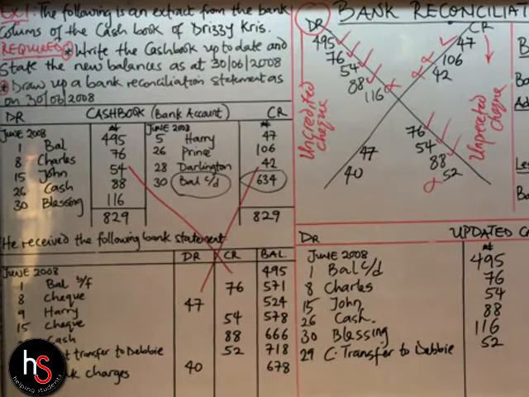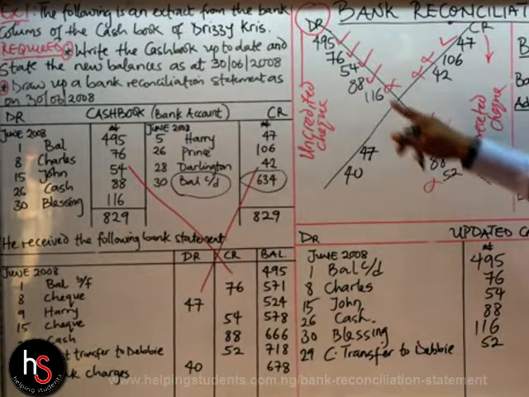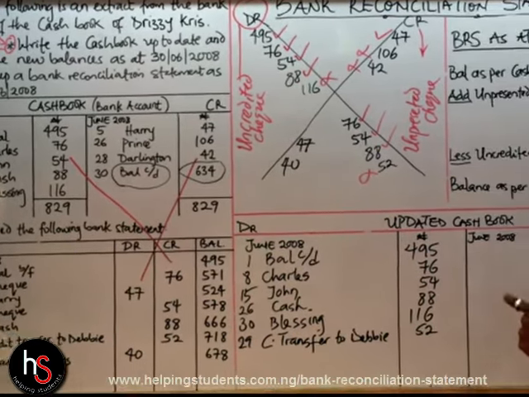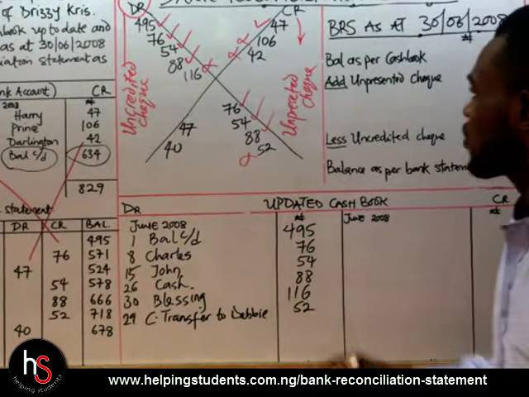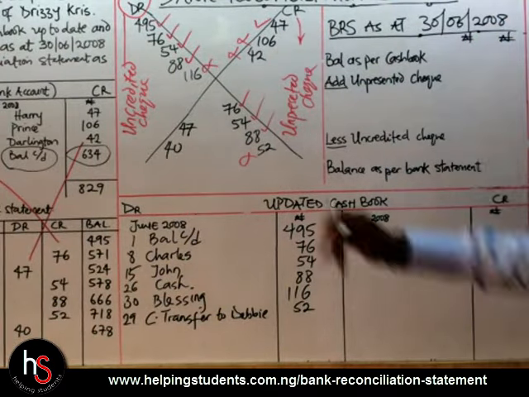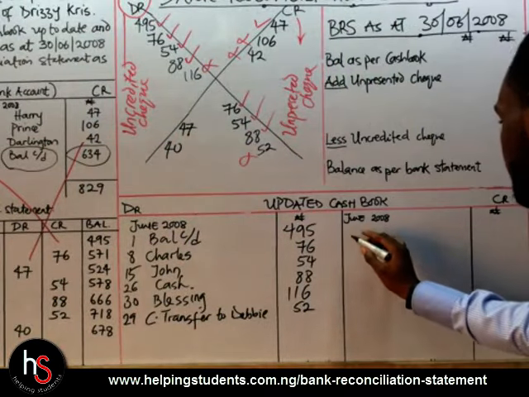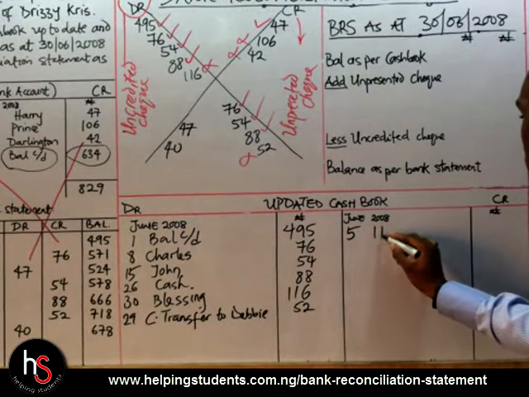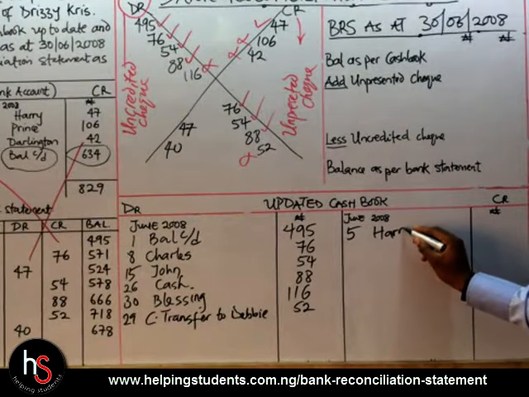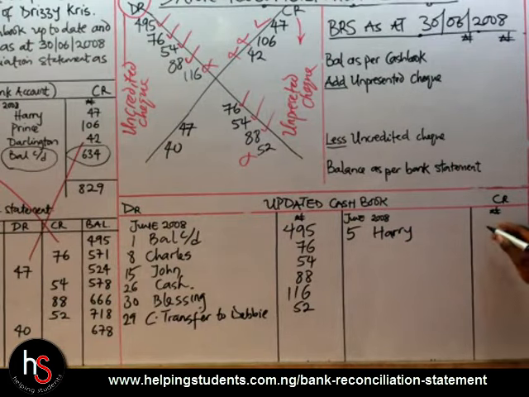Okay? Now, every value we have here has been represented. No value will be added twice. Okay? So, let's move over to this section, which is on the credit side. Now, we have what? 47. And 47 was for who? This is for Harry on the 5th. We have Harry. And how much was it? 47.